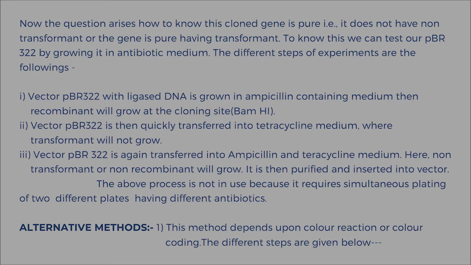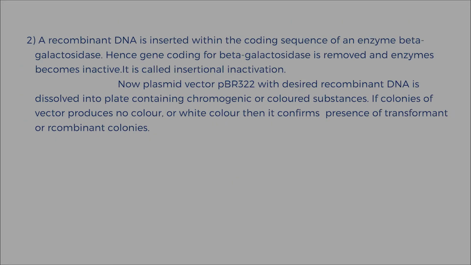So in place of this experiment they are using alternative methods. In the alternative method, this depends upon the color reaction, or color coding. The different steps are given below. In this method, alternative selectable markers have been developed which differentiate the recombinant from the non-recombinant on the basis of their ability to produce color in the presence of chromogenic substances.